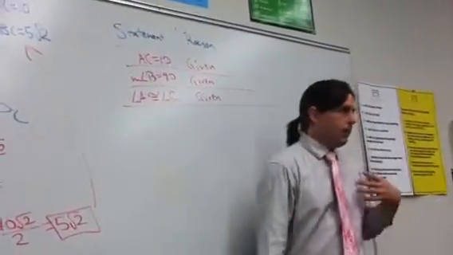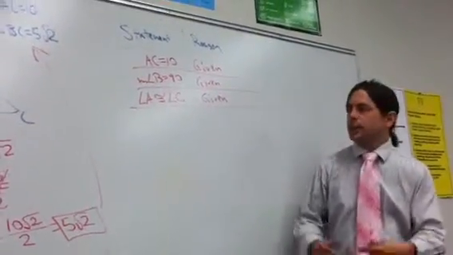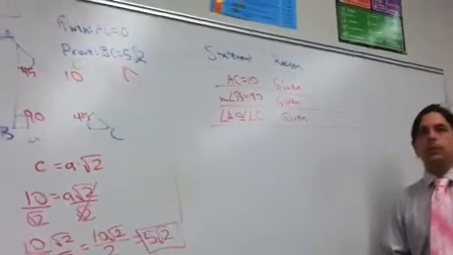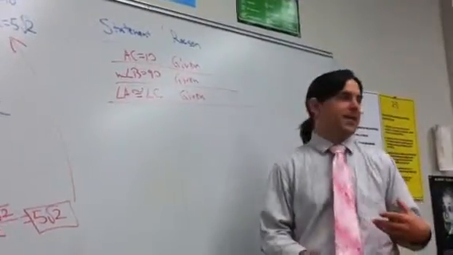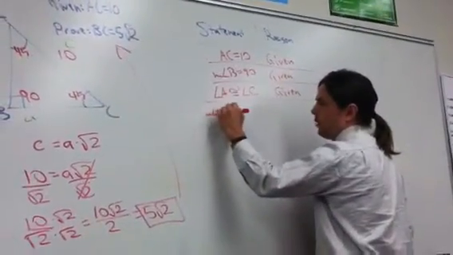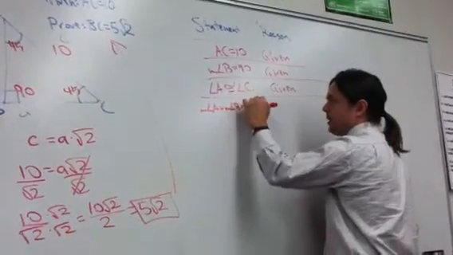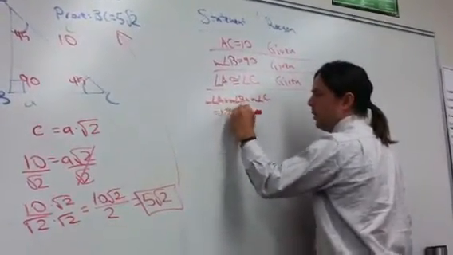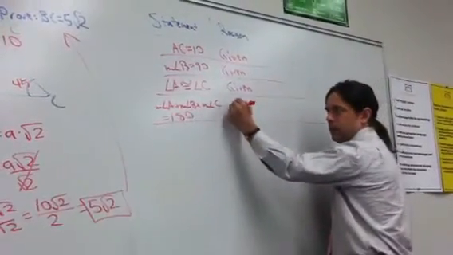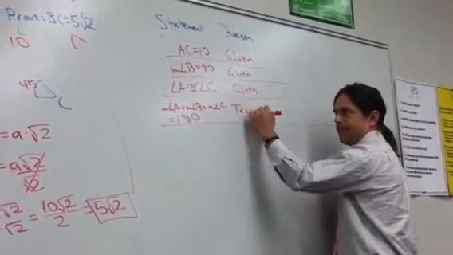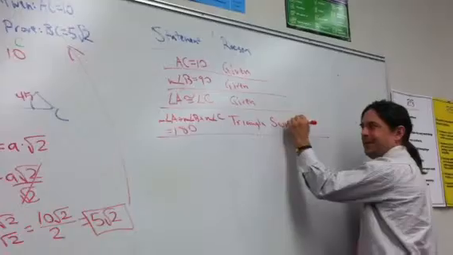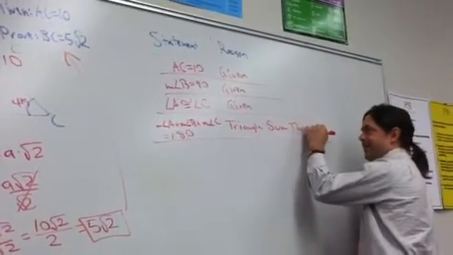Okay. Now, we just got to basically retrace our steps. What do the interior angles of triangles always add to? What do the interior angles of triangles always add to? 180. So what I'm going to say is measure of angle A plus measure of angle B plus measure of angle C has to equal 180. We call that the triangle sum theorem. There we go. Triangle sum theorem.